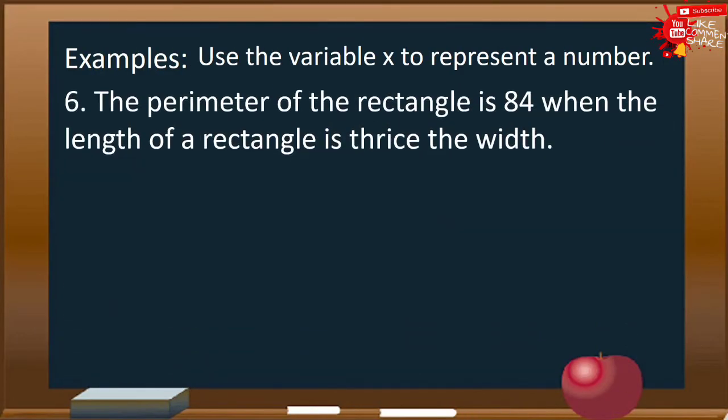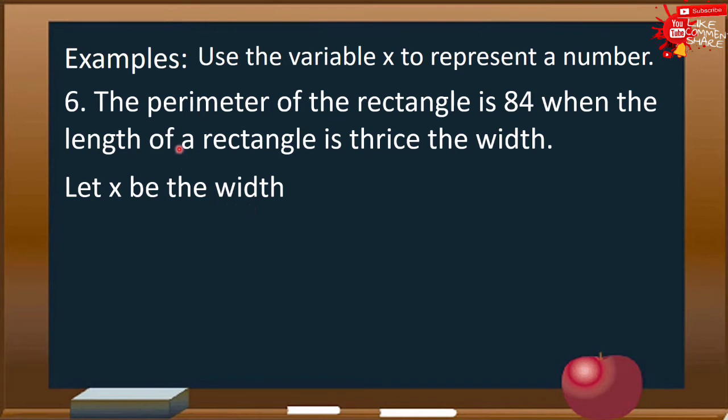Now let us have example number 6. So we have here, the perimeter of the rectangle is 84 when the length of a rectangle is thrice the width. So we are talking about the perimeter of the rectangle. So we have here the length and the width. And we may not compute for the length if we don't have the width, because the length here is stated that it is thrice the width. So therefore, what variable x can we represent from this? So we will represent the width as x. So let x be the width.